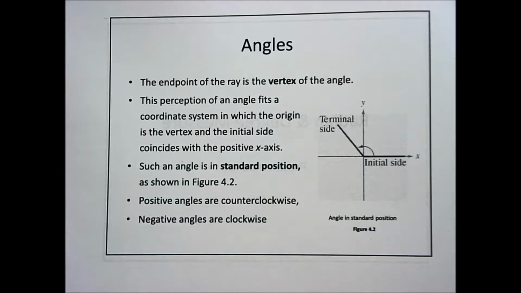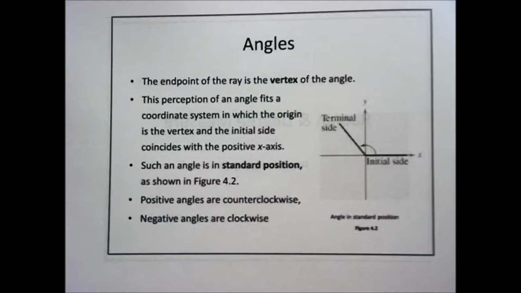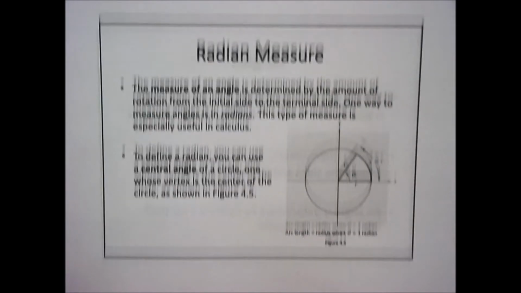The idea is we're going to always set these up oftentimes on an XY axis. Because of this, we have what's set up as standard position. Your initial side is always on the x-axis, and then your positive angles are rotating counterclockwise, your negative angles are rotating clockwise around the circle. Okay. We will also be using both degrees and radians.